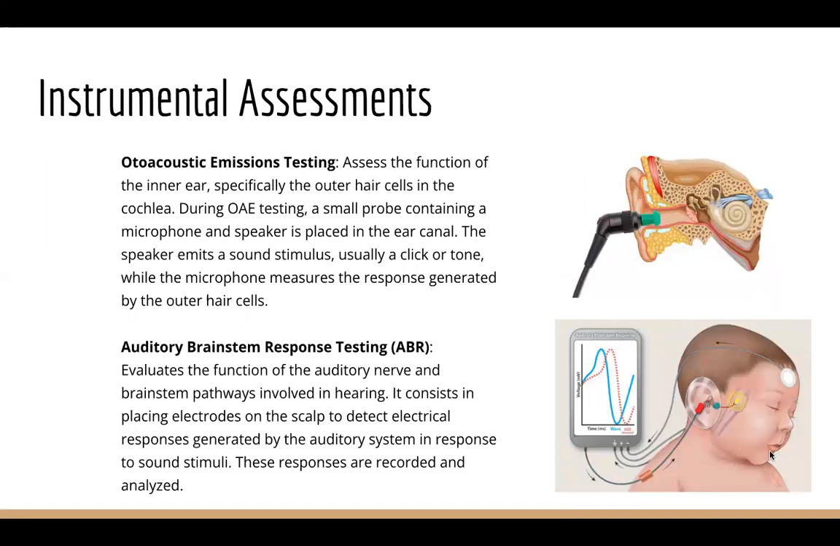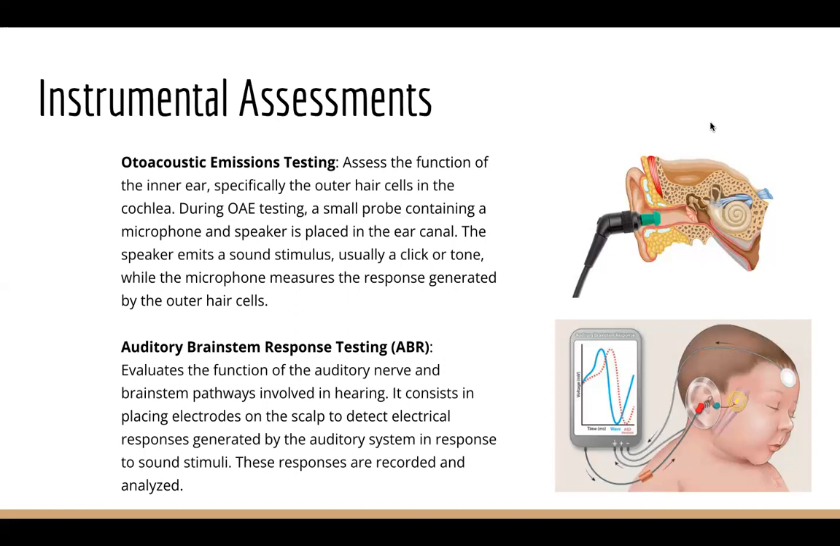There are some instrumental assessments to measure the functions of the inner ear, such as the otoacoustic emission testing. This assesses the function of the inner ear, especially the outer hair cells in the cochlea. During this testing, a small probe containing a microphone and a speaker is placed in the ear canal. The speaker emits a sound stimulus, usually a click or tone, while the microphone measures the response generated by the outer hair cells.